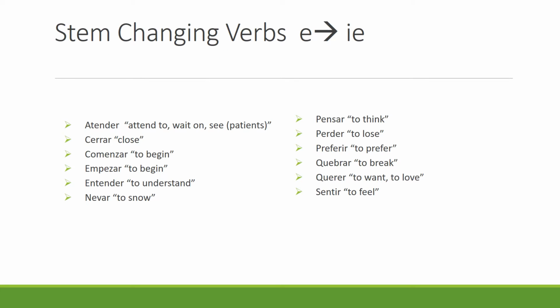Here's a list of stem changing verbs that go from E to IE. So as you can see in all of these verbs, in the stem of the verb, there is a vowel that is an E. So in the word atender, the E is going to change to an IE. Cerrar, the E will change to an IE. Let's take a look.